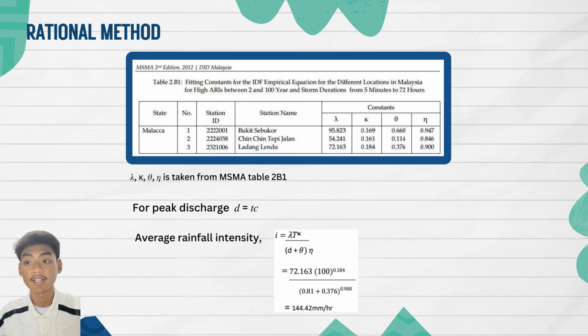Next we will find the average rainfall intensity. This is the formula of average rainfall intensity. 72.163 multiplied by 100 to the power of 0.184 per 0.81 plus 0.376 to the power of 0.900, we will get 144.42 millimeter per hour. So the final answer for average rainfall intensity is 144.42 millimeter per hour.